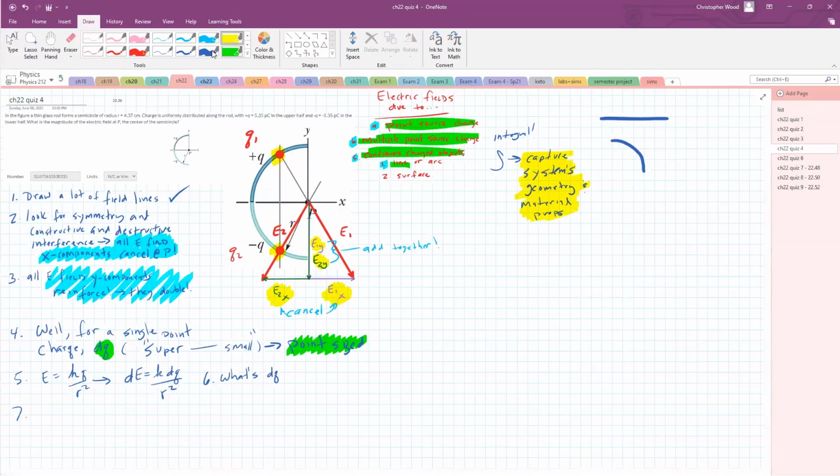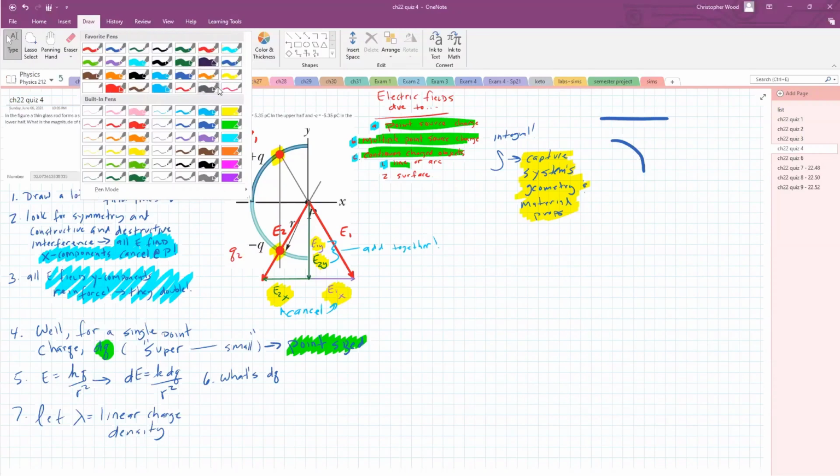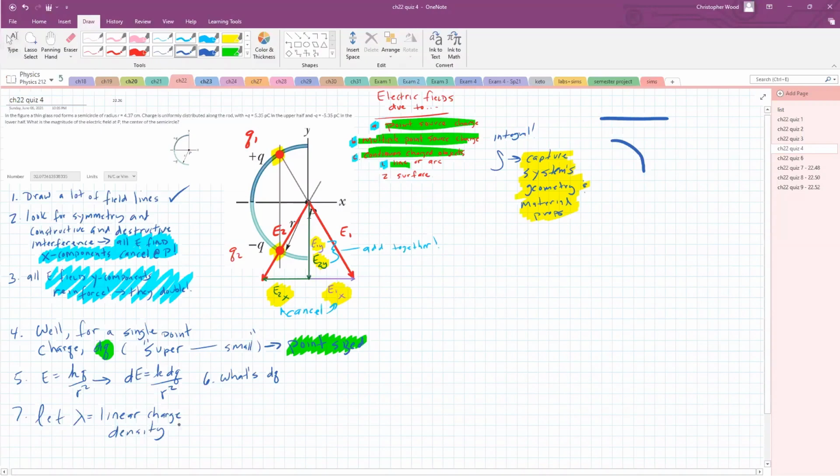So here's one way I can capture that, and this is a common approach for physics and engineering. I'm going to say let lambda equal linear charge density. This isn't just some weird, unique approach for this problem. This is a very universal approach, very extensible in terms of its applicability, and very applicable to a bunch of stuff going forward. Linear charge density means charge per length.